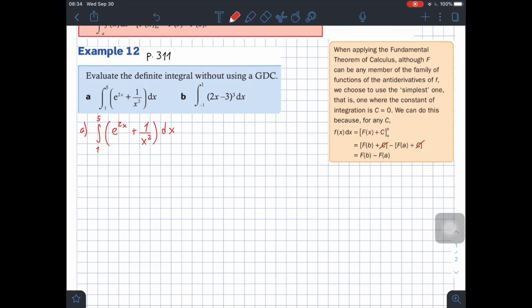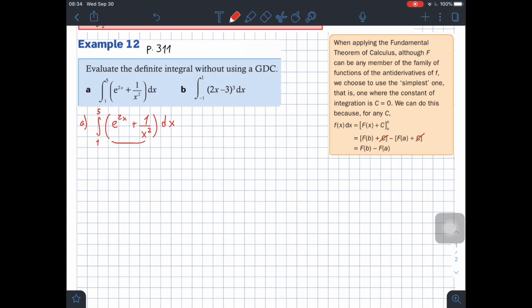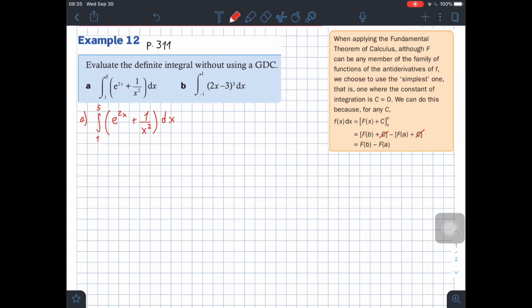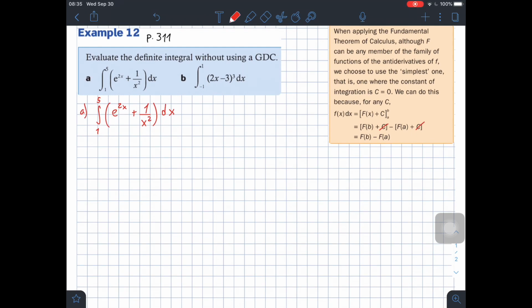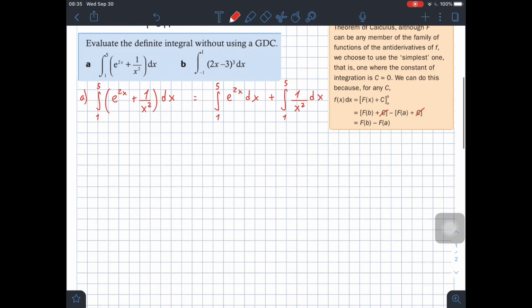Okay, so for the first part, we'll have to find the integral of this expression, which is something that you should already know, right? We have been practicing a lot with integrals. So we can separate this integral. We can rewrite this as the integral from 1 to 5 of e to the power of 2x with respect to x plus the integral from 1 to 5 of 1 over x squared dx, right? We can separate the integrals into two different integrals and work with each separately.